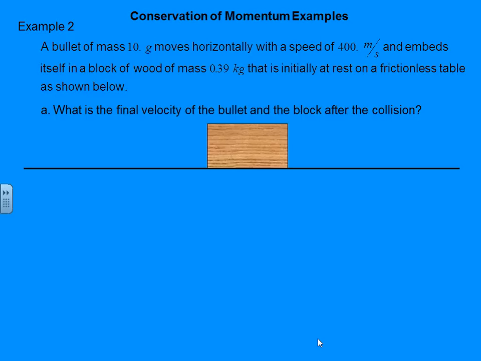Second problem, we have a bullet of 10 grams moving horizontally with a speed of 400 meters per second, and we're going to assume here that it's just one-dimensional, and embeds itself into a 0.39 kilogram block of wood that is initially at rest on a frictionless table. And I want to know what the final velocity of the bullet-block combo is after the collision.